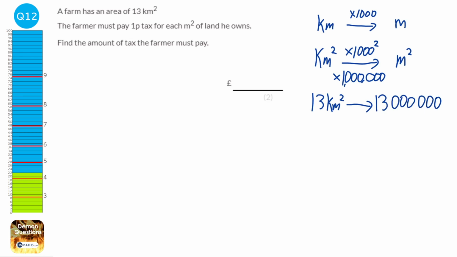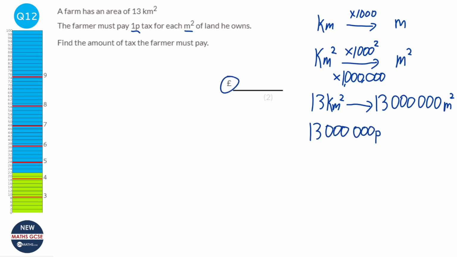Now, it says here the farmer must pay 1 pence tax for every metre squared. So this is going to be 13 million metres squared. And so that's going to cost him, or her, 13 million pence. But the answer is going to be in pounds.